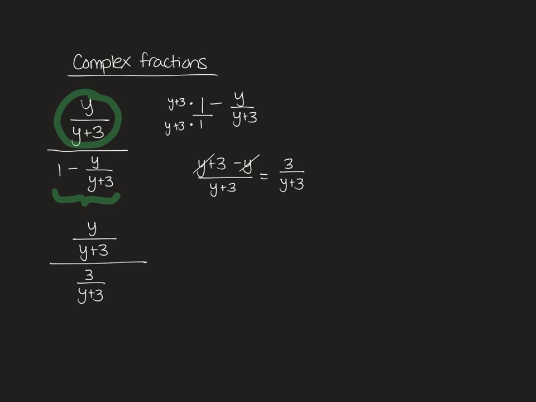Now this is just a division problem. You do a keep, change, flip. So we keep the top, change to multiplication, and then we flip the bottom. Well, if you notice, y plus 3 can cancel, and you are left with y over 3.